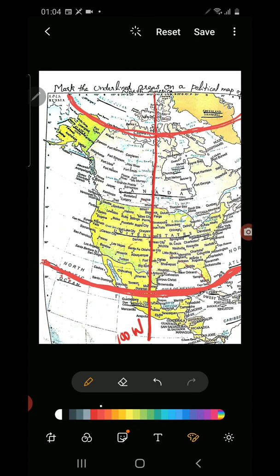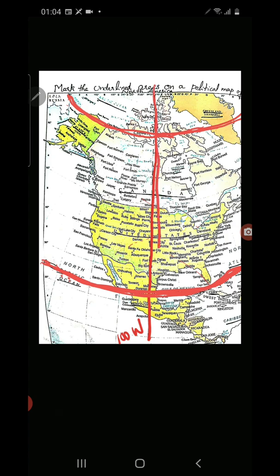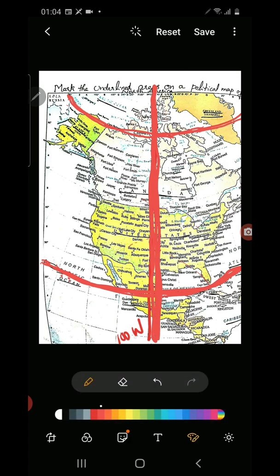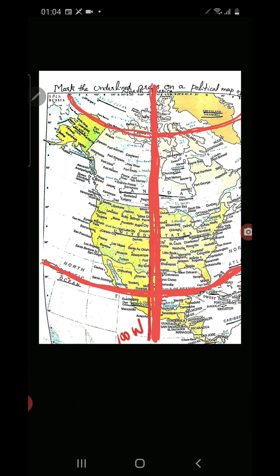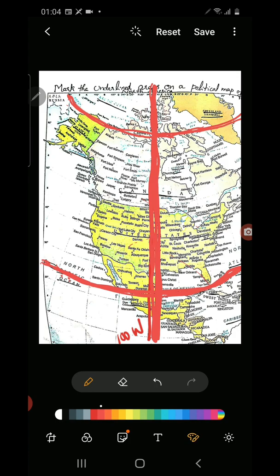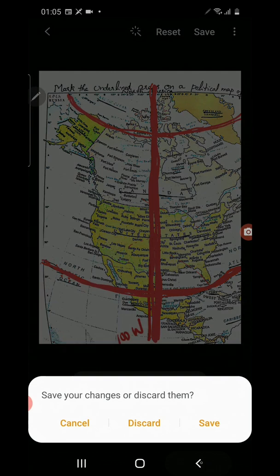Then which is the important longitude which divides North America into two equal halves? 100 degree west. It is there in the lesson. You see the important longitudes are vertical lines, isn't it? This longitude 100 degree, why is it 100 degree west? Because North America is in the western hemisphere. So 100 degree west longitude is dividing North America into two equal halves. So we have discussed all the important latitudes and longitudes which are passing through North America.